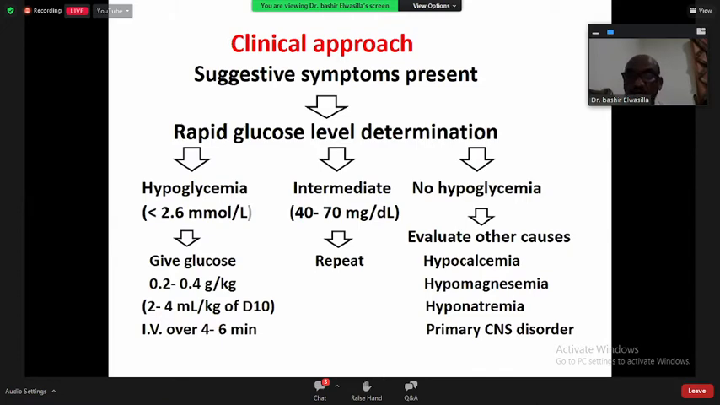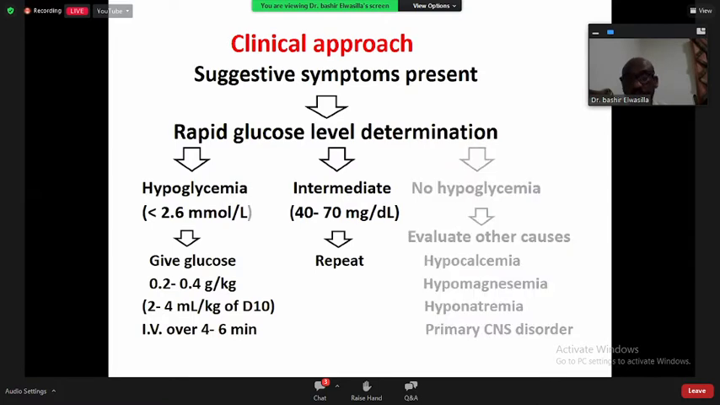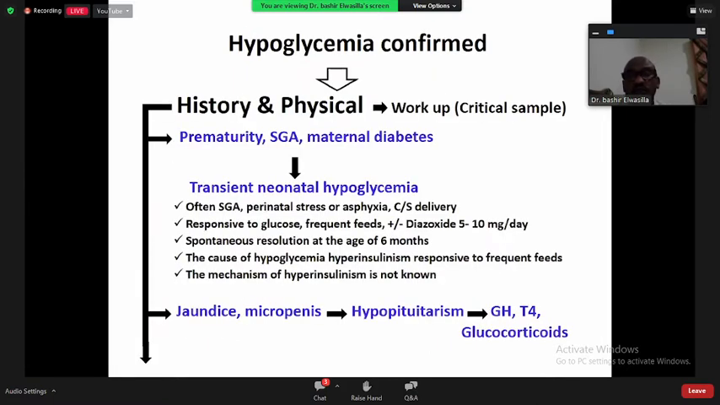If there is no confirmed hypoglycemia, you have to evaluate for other causes like hypocalcemia, hypomagnesemia, hyponatremia, and don't forget primary CNS disorders. If hypoglycemia is confirmed, we have to go in two different ways at the same time.